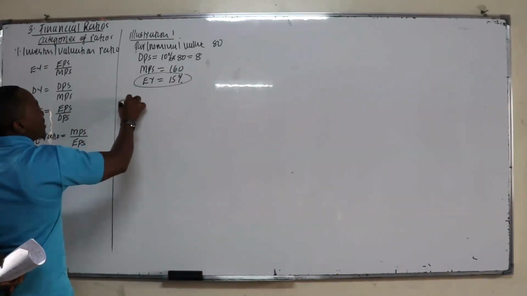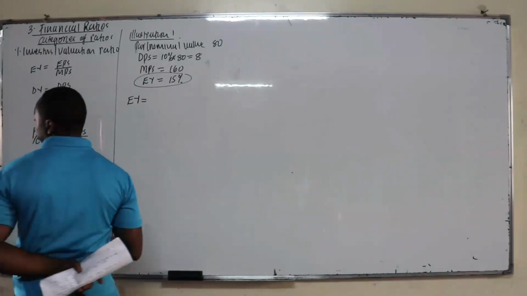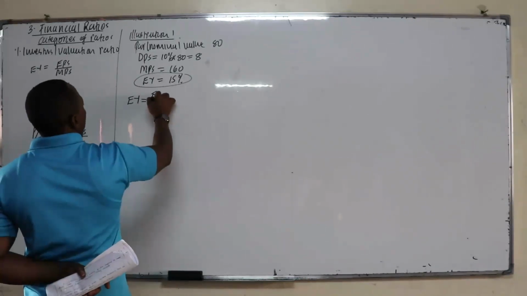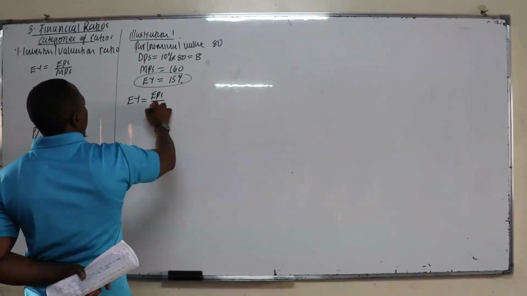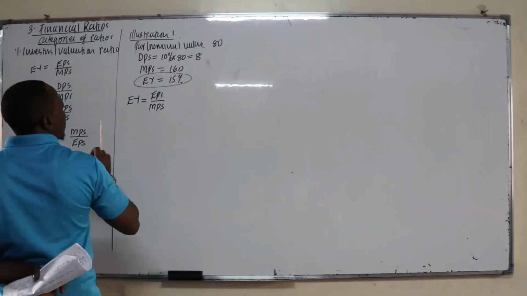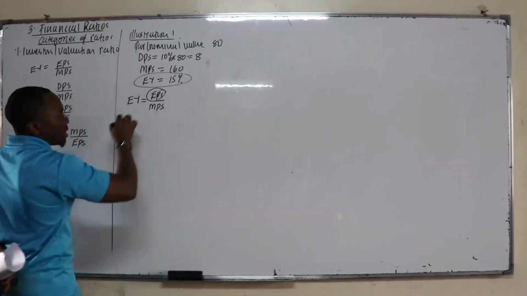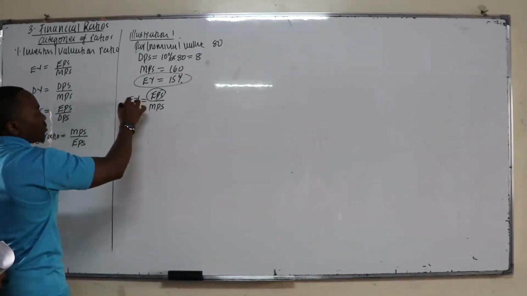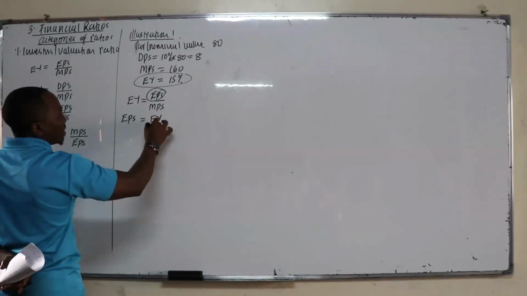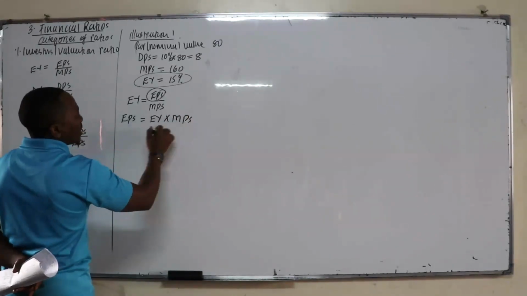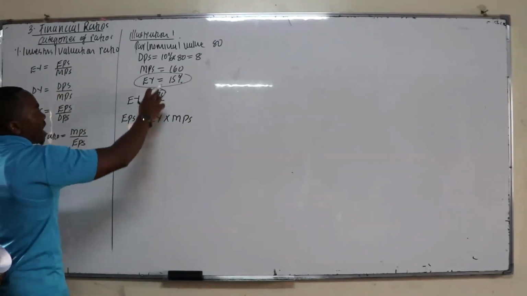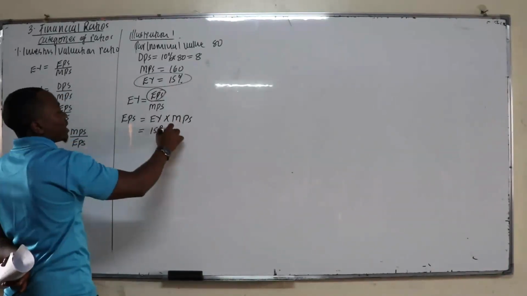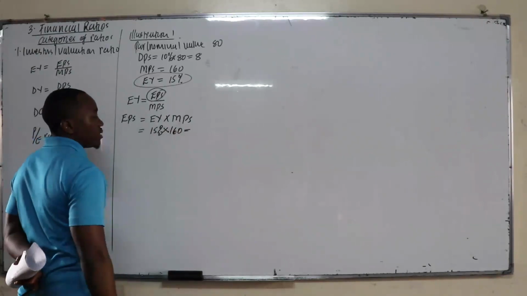But we have earnings yield. How do we get the earnings yield? It's earnings per share divided by the market price per share. Can we make the earnings per share the subject? Therefore, to get the earnings per share, you cross multiply. You take the earnings yield, 15%, and multiply by the market price per share, which is 160. You get 24.